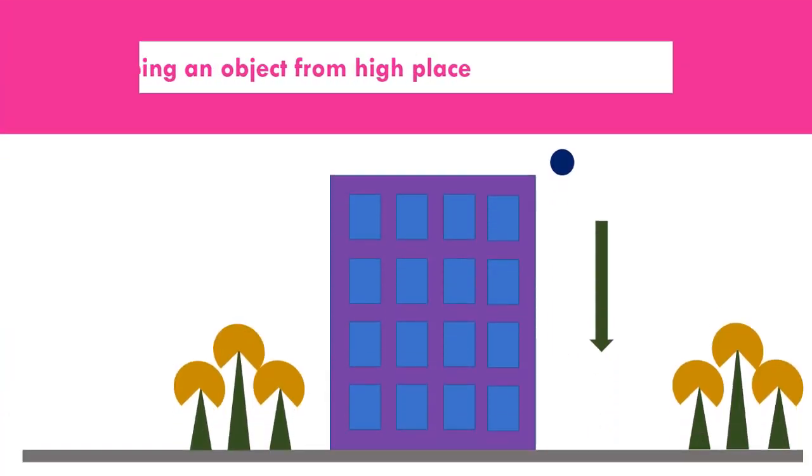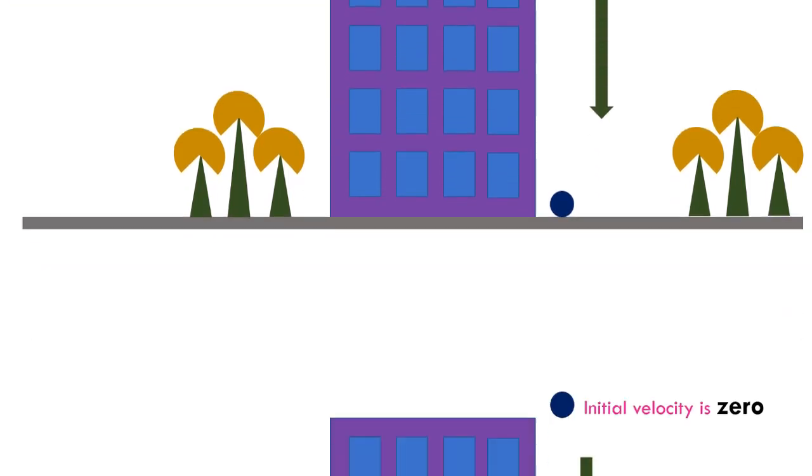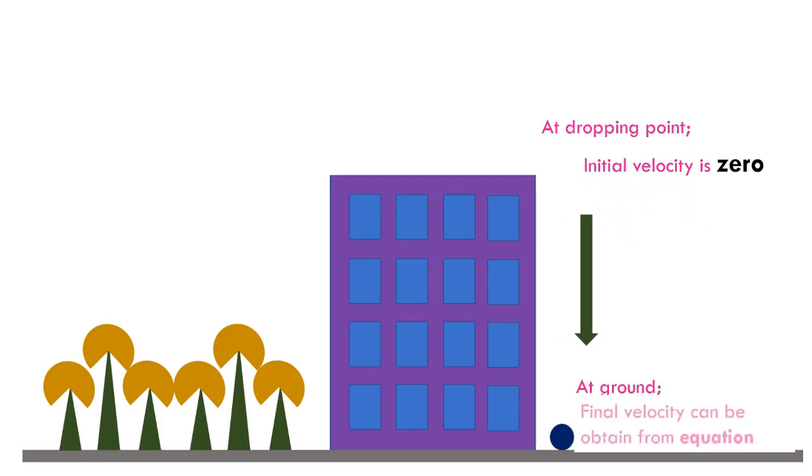Case 1, dropping an object from a high place. At the dropping point, initial velocity is 0. At the ground, final velocity can be obtained from the equation.